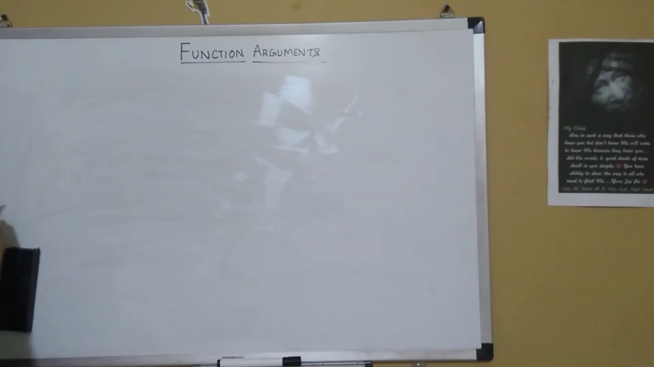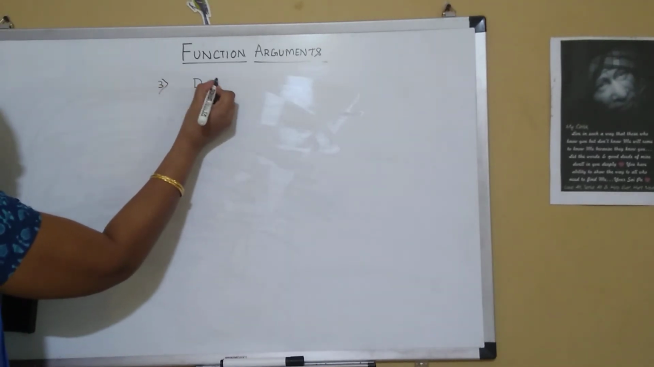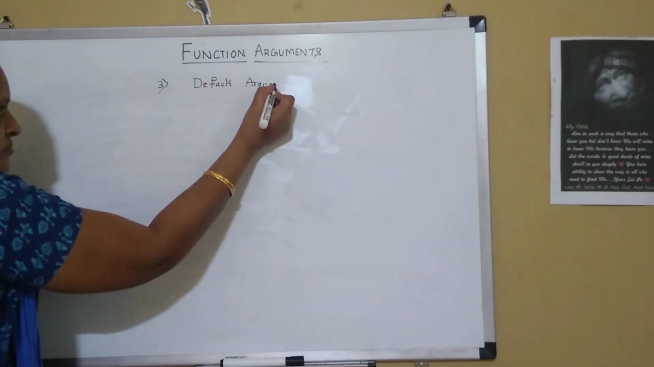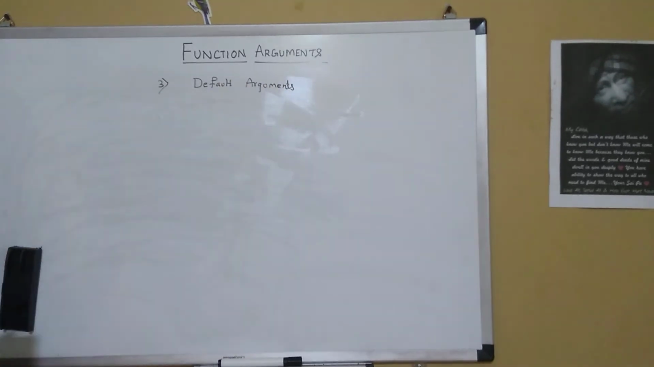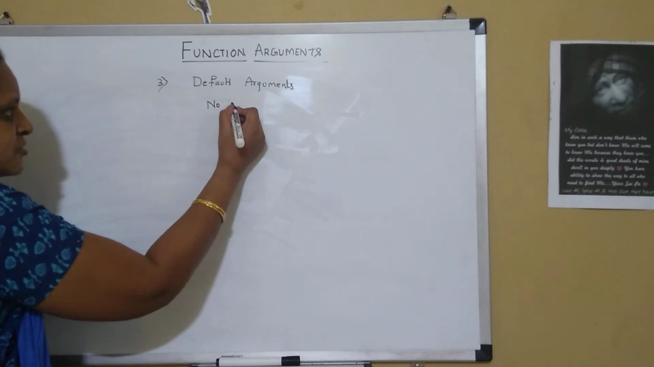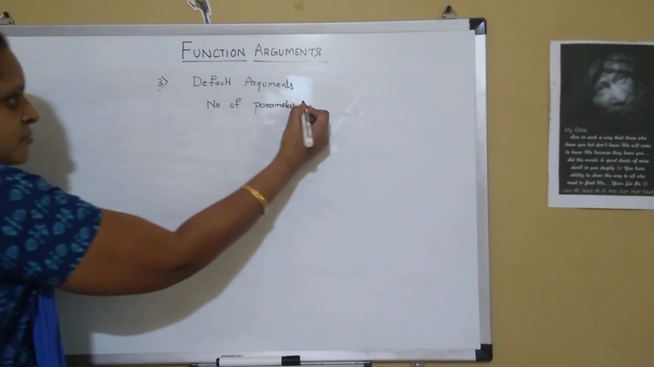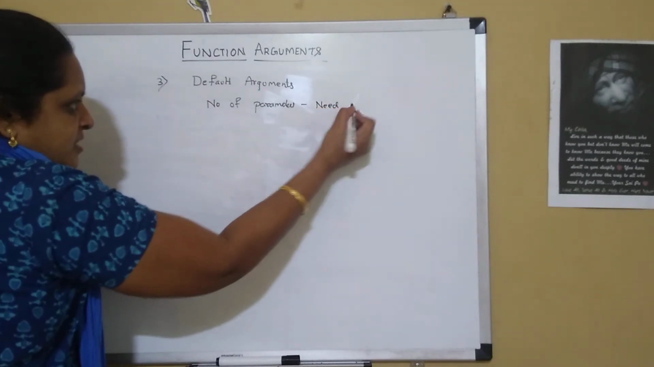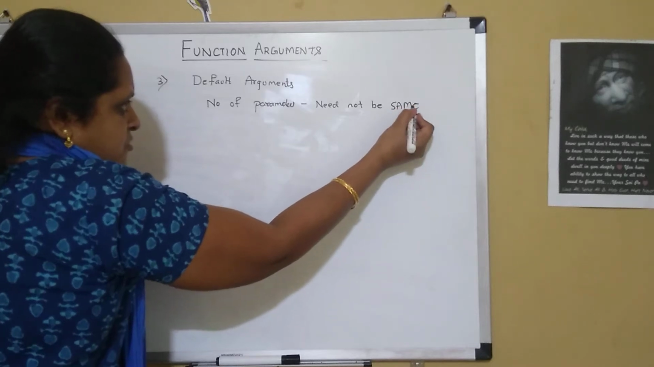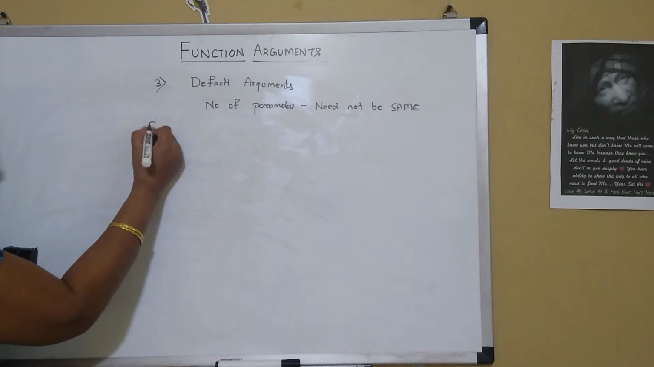Now let's quickly move on to the third type of arguments, which is the default argument. Default arguments. In this, the number of parameters in function call and definition does not matter. Number of parameters need not be the same. So, the number of parameters in function call and definition need not be the same.